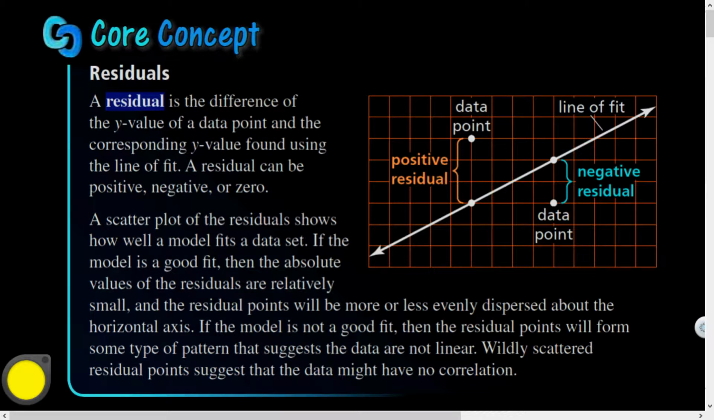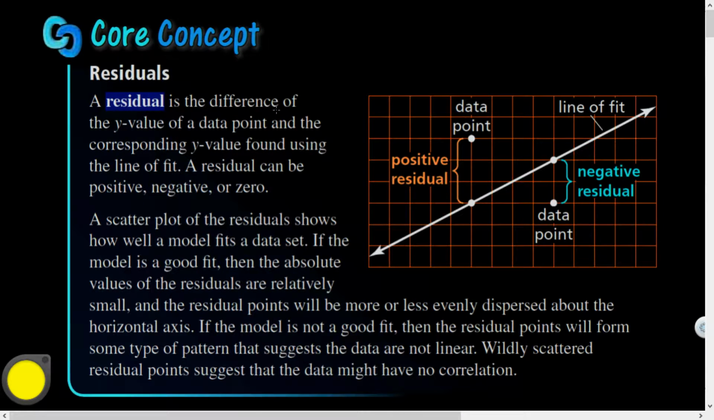One of the ways we can evaluate how well a line represents the data is to ask the question, how far is my data from my line? Are all of my points far away from the line that I said represented them well? So how far away are my points from the line? These distances are called residuals.